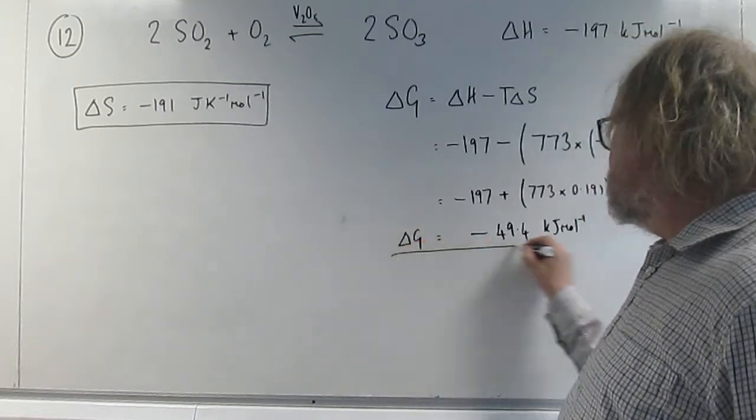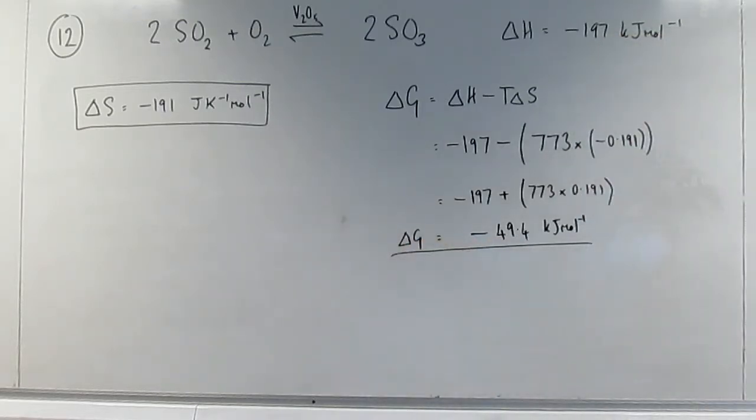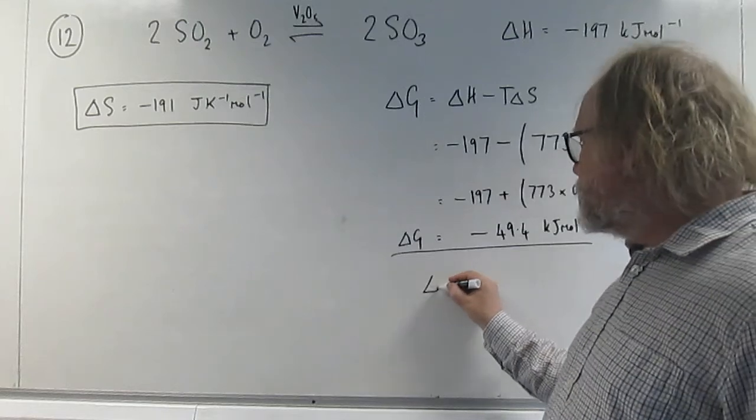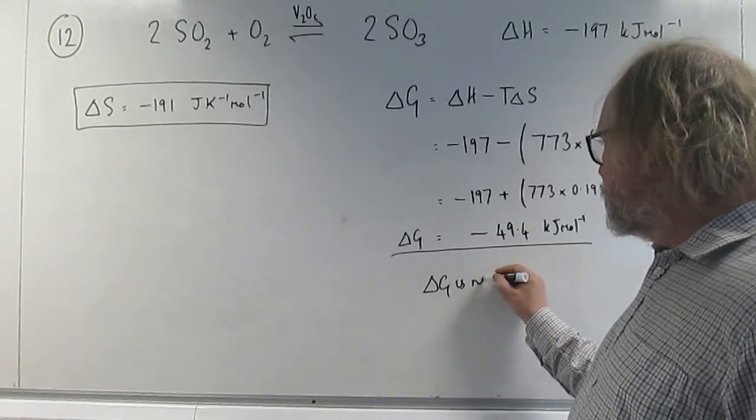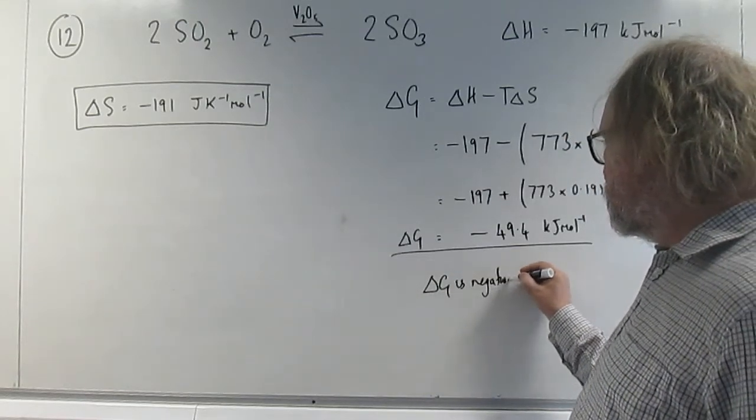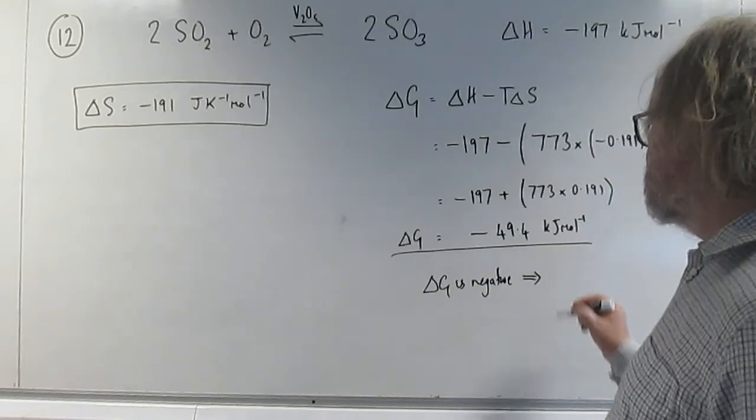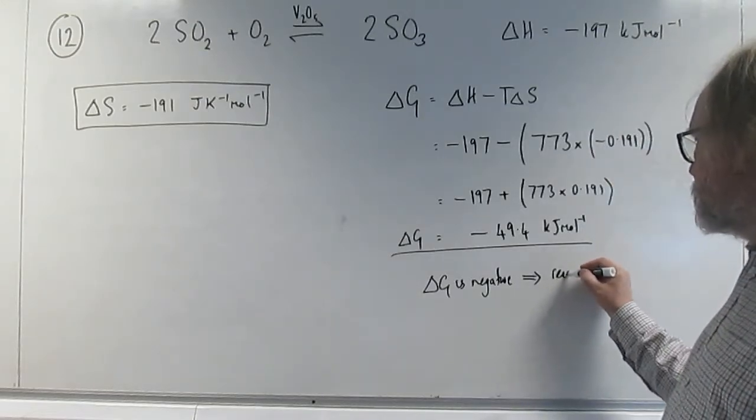Okay, that is your answer. And then we're asked to say what that tells us about the feasibility of the reaction. And the point is, remember that delta G needs to be negative for a reaction to be feasible. So don't just say this means it's feasible, because you've got to explain what is it about that number that shows you it's feasible. So you say delta G is negative, and that tells you that the reaction is feasible.